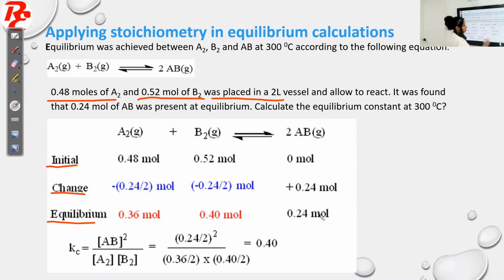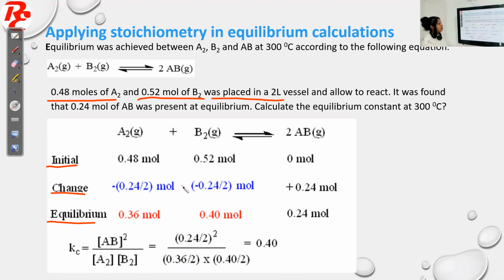Now once the reaction reaches the equilibrium, you have 0.24 moles of AB, which means your reaction has produced 0.24 moles of AB. So that's why I wrote plus. Plus indicates the produced. Then if AB was produced, A2 and B2 will react. So that's why I have written minus here to show they were reacted.